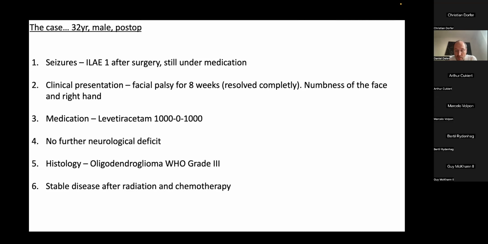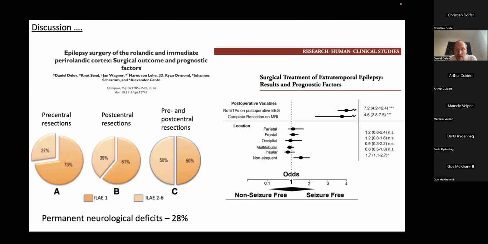So he went after that on radiation and chemotherapy, and he has now had 1 year of stable disease with no progression and no further deficits. So just as a last slide, I'd like to put some input into the discussion about the resections in the Rolandic cortex. We did look back in 2 different hospitals, in 2 different cohorts of patients. One was in Bonn and the other one was in Freiburg.